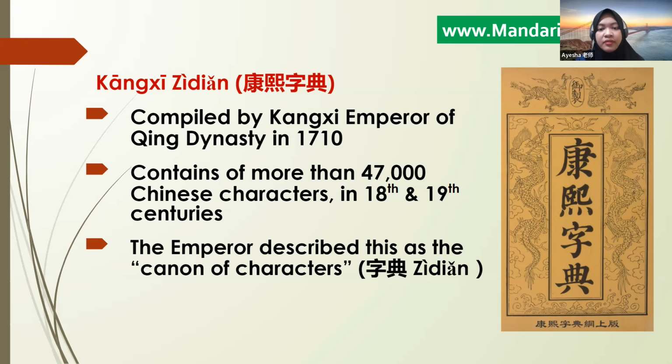Back in the 17th, 18th century, this emperor called the Kangxi Emperor from the Qing dynasty compiled all the Mandarin characters available at the time into this book. It's called the 字典, 康熙字典. When he compiled it, he found that there were more than 47,000 Chinese characters, back in the 18th and 19th century. So you can see we have so many Chinese characters.